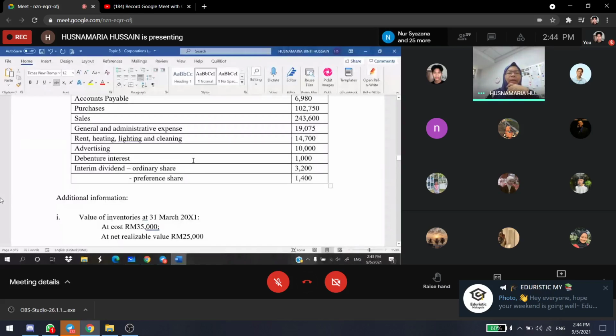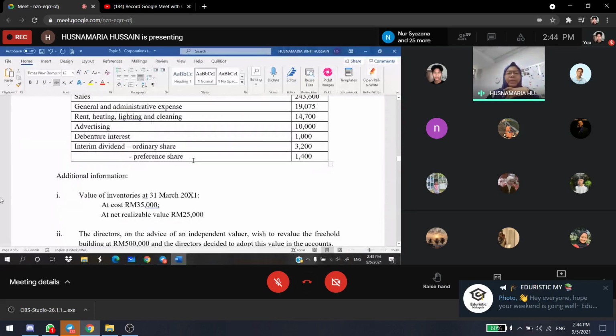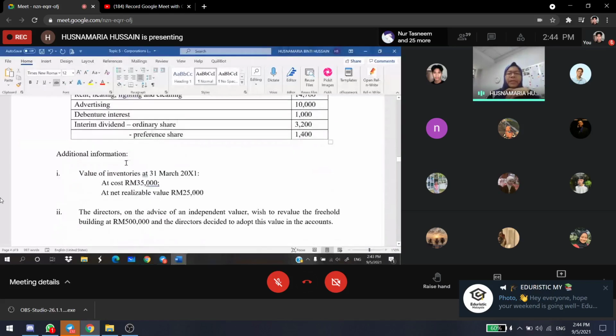Okay. And then they give you additional information. Value of inventories at 31st March. This is closing inventory. At cost, at net realizable value. Here we need to use the lower of cost or market value, LCM. So which one that we should take? We should take the lower one. This is your ending inventory, not 35,000.